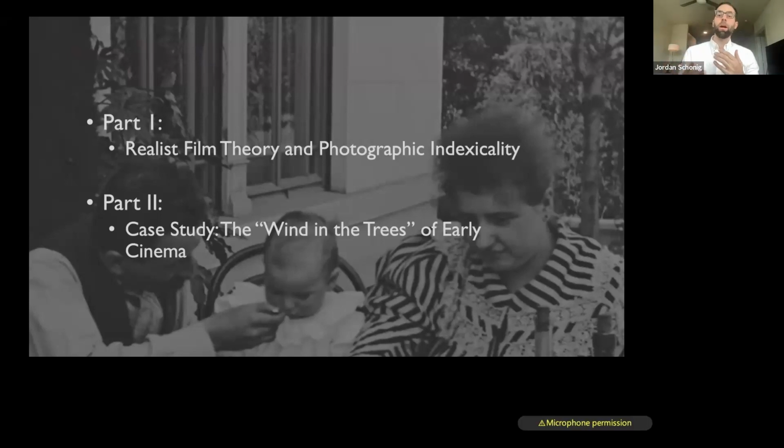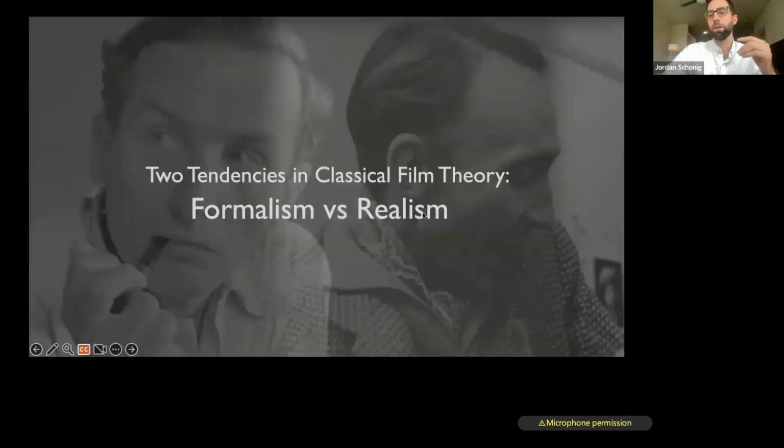I'm going to presume a lack of knowledge of some basic tenets of film studies, so bear with me if you're familiar with some of the things that I'm going to go through. Just for the sake of the exercise, I'm going to go through what I think are canonical and simplified understandings of some tenets of film theory.